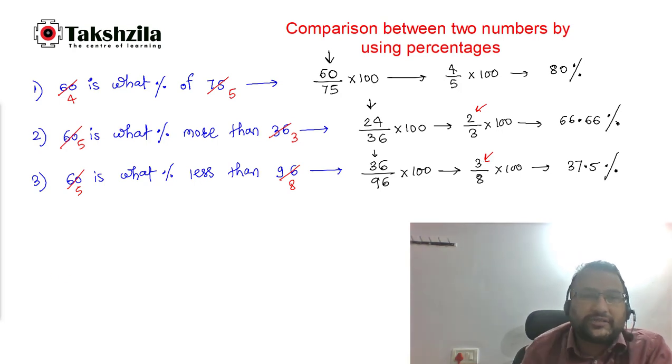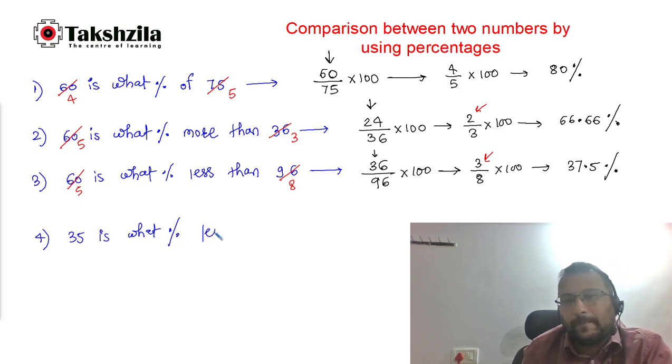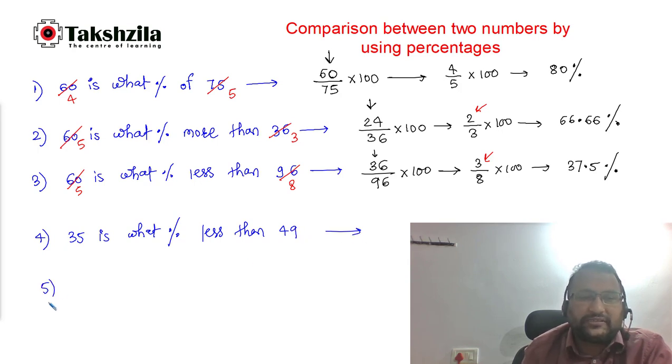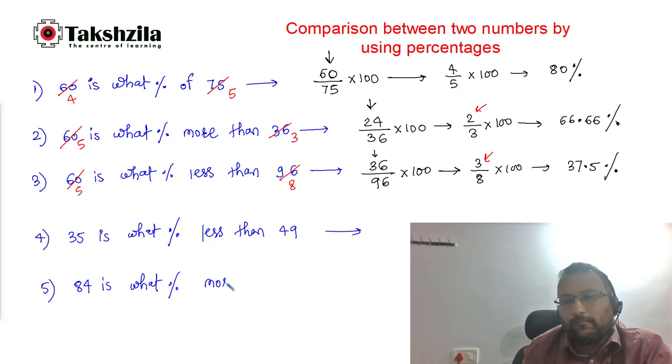Let's have a look at a few more statements. The fourth statement is, let's say, 35 is what percent less than 49. Let's try this. And the fifth statement is, let's say, 84 is what percent more than 66.